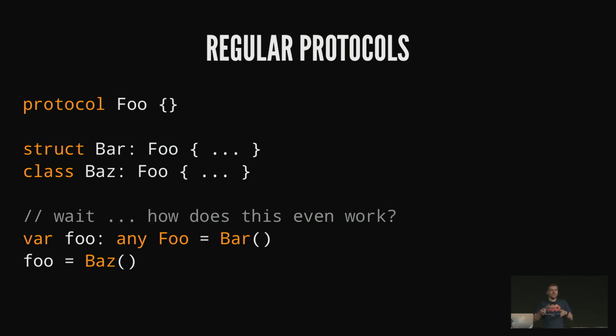But then let's talk about what happens with the regular protocol. So this isn't a class-bound protocol. It could be anything. I've got a struct Bar that implements it. I've got a class Baz that implements it. Basically, anything that conforms to Foo can go here. And so if I've got a variable of type any Foo, what is that? How does that work? How can I allocate storage for something that could be literally any size? How big actually is that variable in memory?